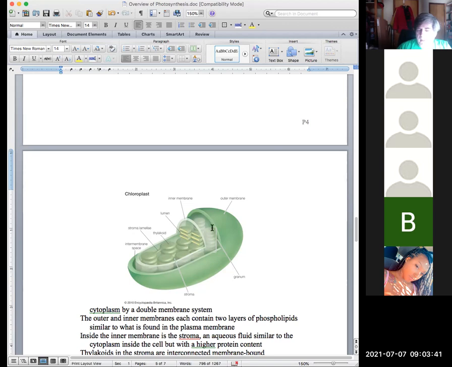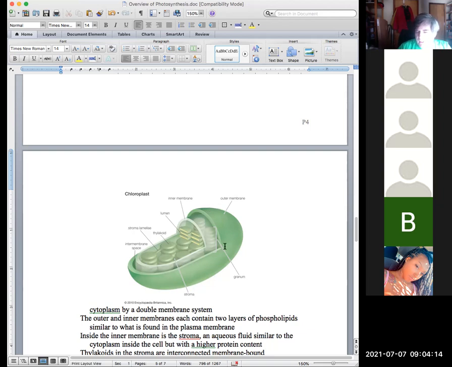So this is a chloroplast. Part of the front of it has been cut open so we can see the inside. The white of the paper around the chloroplast would be the cytoplasm of a plant cell. Keep in mind that animal cells, like humans, we don't have chloroplasts in our cells. A chloroplast is similar to the mitochondrion or to the nucleus in the sense that it's separated from the cytoplasm, the white out here, by a double membrane system.